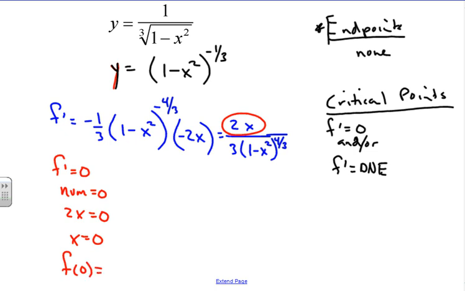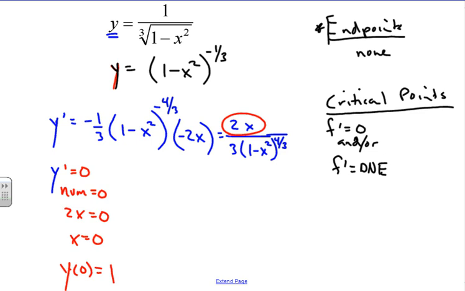Actually, I shouldn't use f in this case, because we don't have f. I apologize for that. This actually should be y. I always want to call it by its actual name, so y prime. So y of 0 is going to equal, when you plug in that value, 1 over 1, which is 1. So we have a critical value at 1.